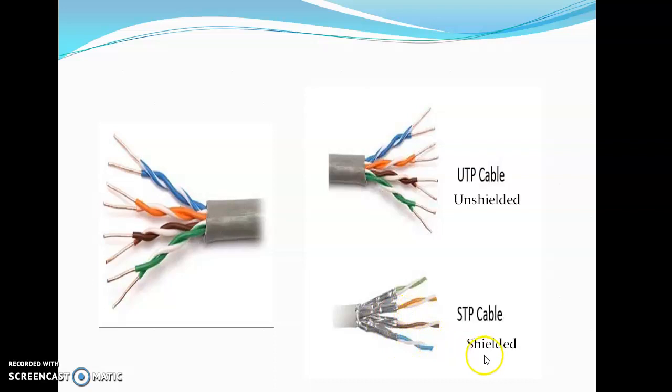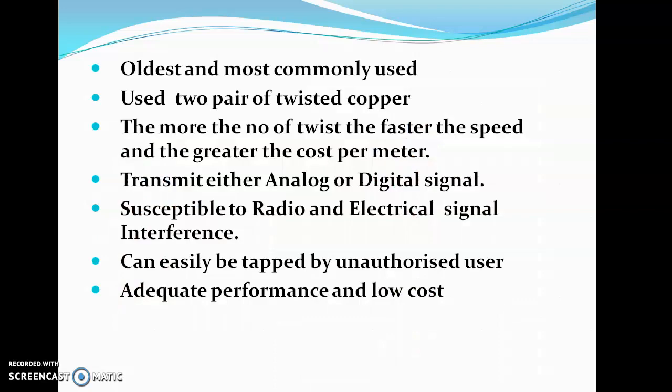What we do is we provide a shield, that means a covering, so that the signals will not interfere with each other. So under twisted pair, you have two types of cable: the unshielded twisted pair and the shielded twisted pair. Now let's look more into this. As I've already mentioned, this is the oldest one that is used.